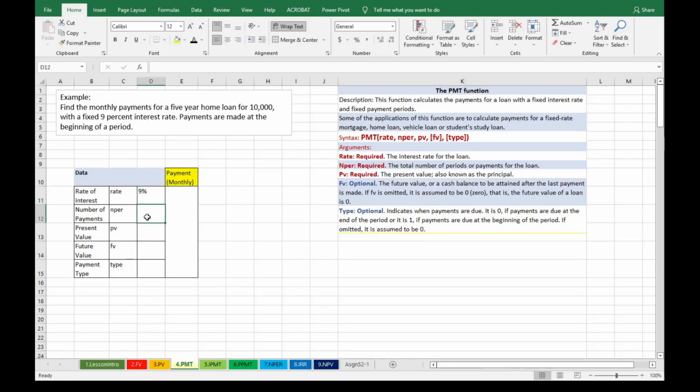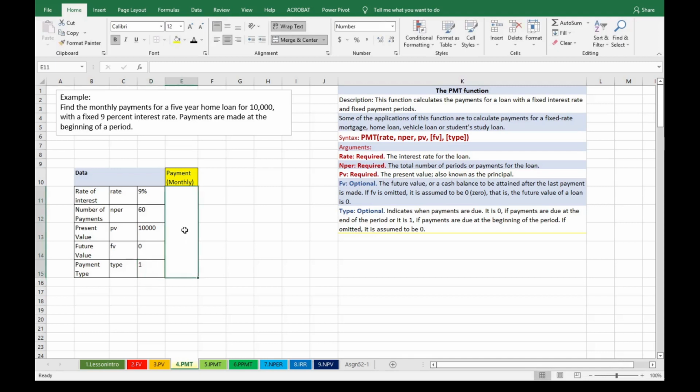Then the number of payments: for 5 years we want, so that will be equal to 5 years times 12 months, that is 60 months. Then we want a loan of 10,000, so we'll put 10,000, and it is the cash inflow, so we'll put it positive. Then future value, we have nothing, so we'll put 0 or omit it. And type also, it is made at the beginning of the period, it is 1, so we'll have to put 1 here.